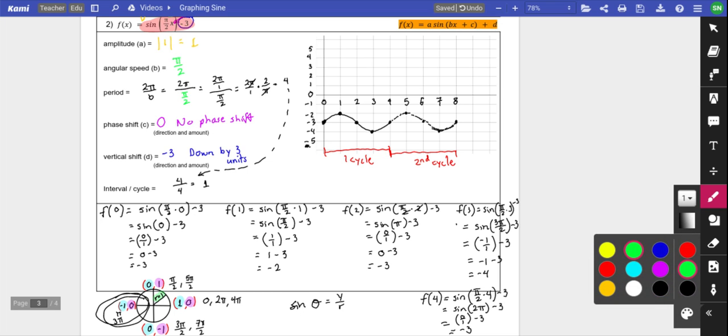And the amplitude would be the height from the center of the graph to the highest point. So the center is right here. To the highest point, the amplitude is equal to 1, or to the lowest point as well, which would also be equal to 1.